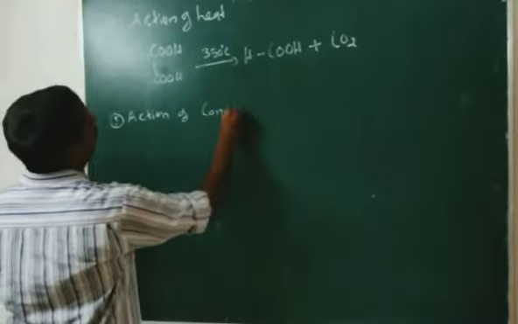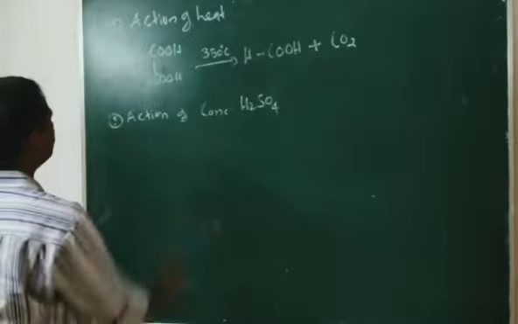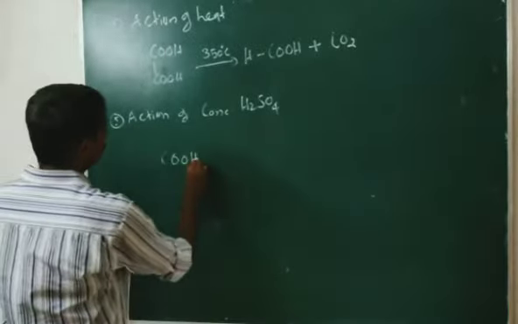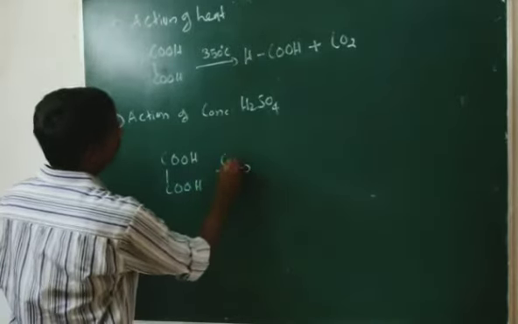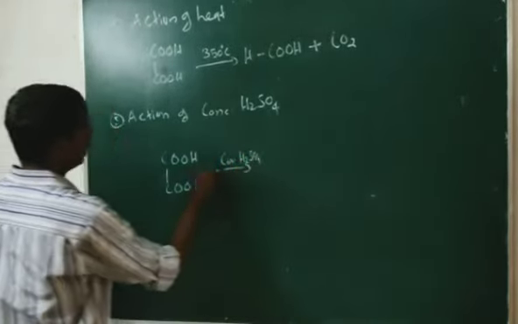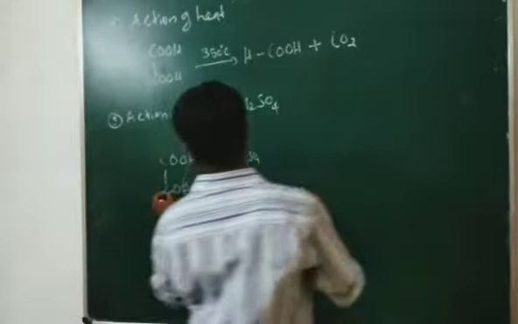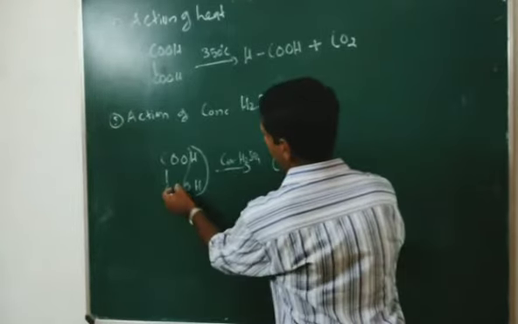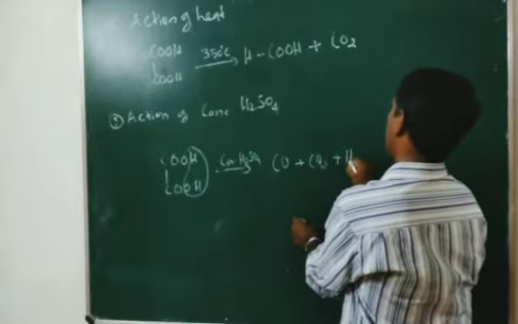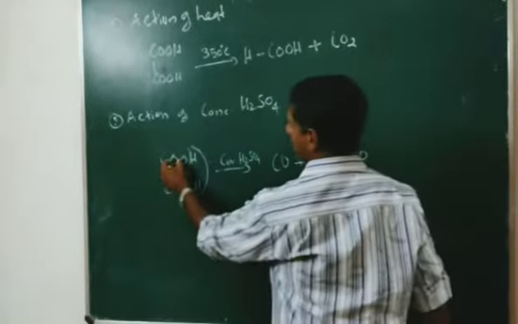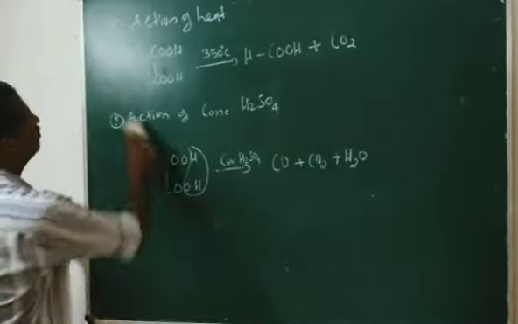Next one is action of concentrated H2SO4. Okay, concentrated H2SO4. Look here, COOH, concentrated H2SO4. It is a dehydrating agent. Water is removed, then we can see that we get a mixture of carbon monoxide plus carbon dioxide plus water. We get a mixture of carbon monoxide, carbon dioxide and water.